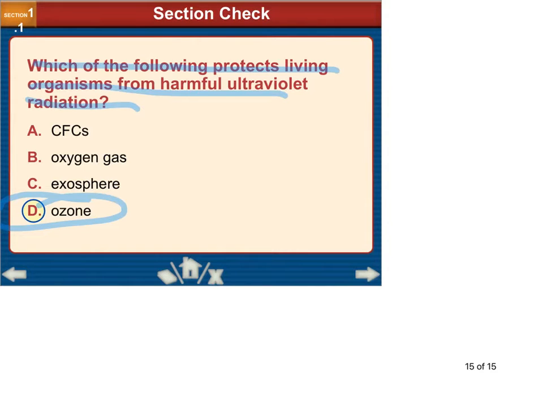So that's a brief look at notes for section 1.1. Again, read it in the textbook. You can probably find a few more things you could add. But that's all we have for now.